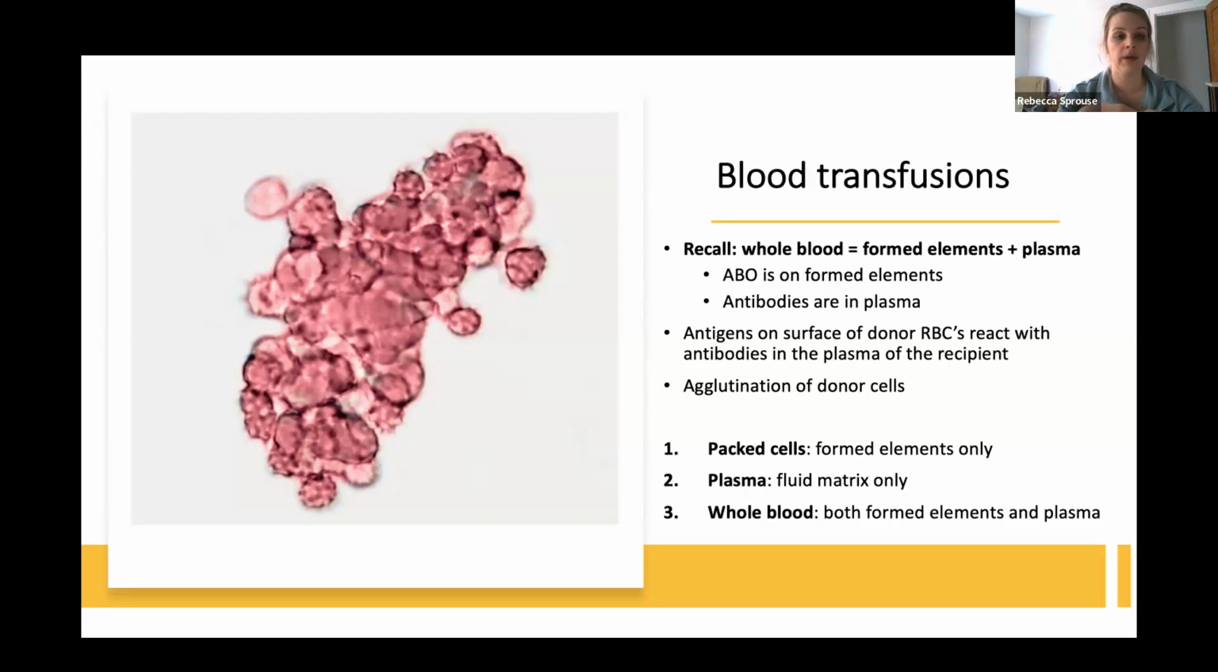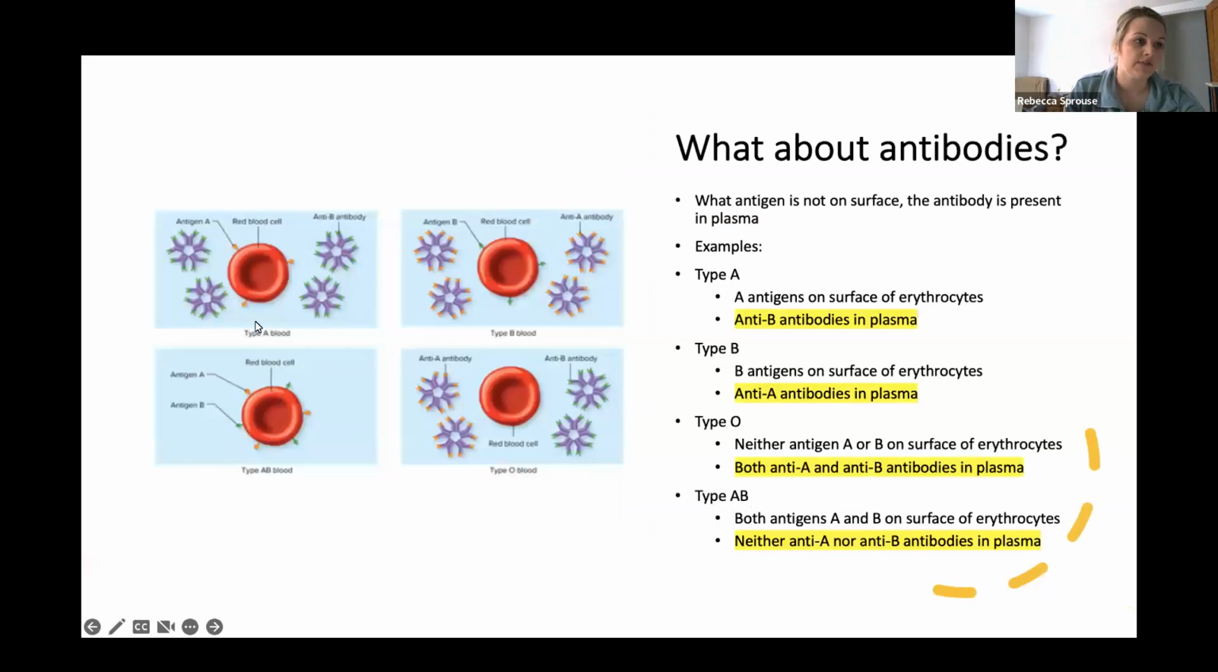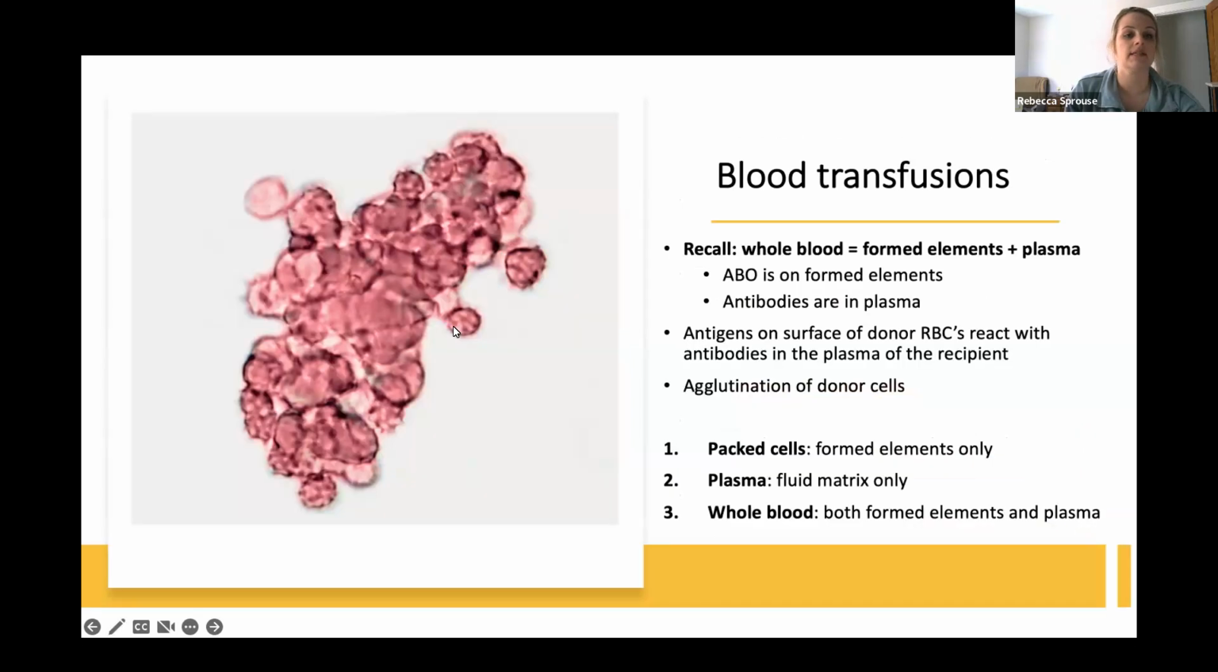Or we can give all of it, right? If we do a whole blood transfusion, you're transfusing the antigens plus the antibodies. This is going to be a lot of your trauma situations. Somebody who's bleeding profusely, somebody whose hemoglobin is low, blood volume's low, they're dehydrated, all of those things. You may just need to give them the whole volume of blood. Maybe they only have 2 liters of blood circulating in their body instead of the minimum of 4. Okay.